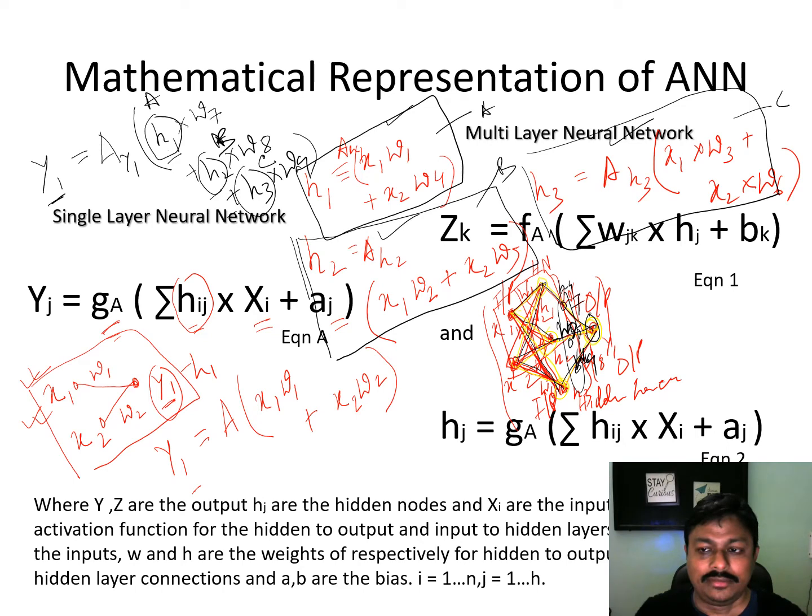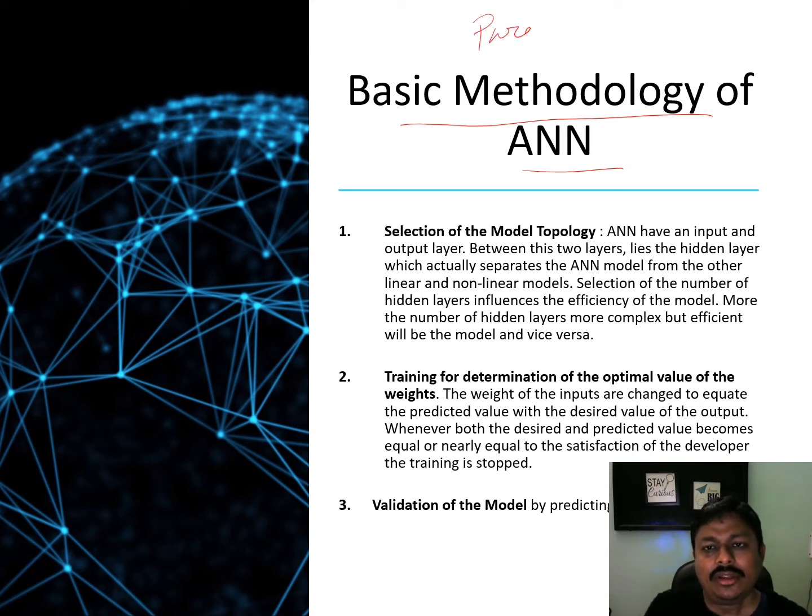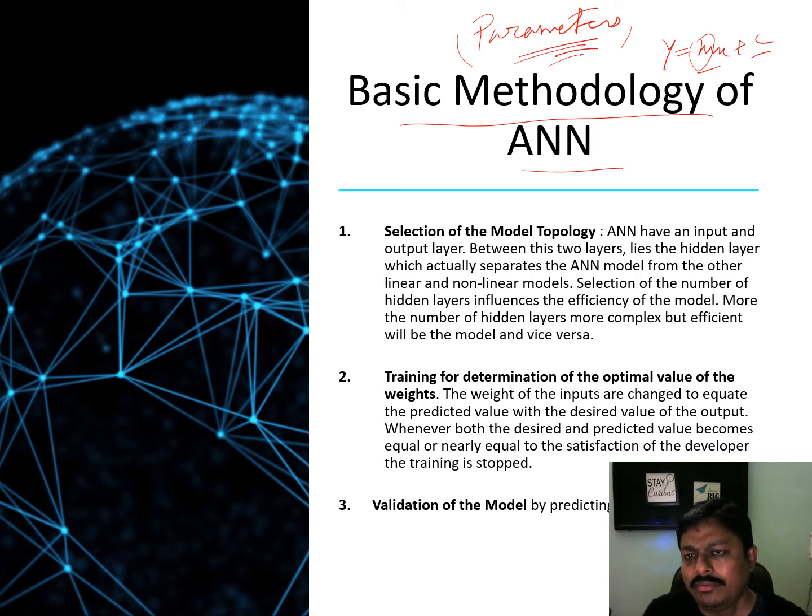Now you see, so what is the basic methodology of ANN? The basic methodology of ANN can be divided into three parts. But before that, I want to discuss the parameters of neural network. What are the parameters? You know that in every model development procedure, we try to calibrate parameters. In the case of y equals mx plus c, m and c are actually the parameters which we want to estimate based on the known x and y data.